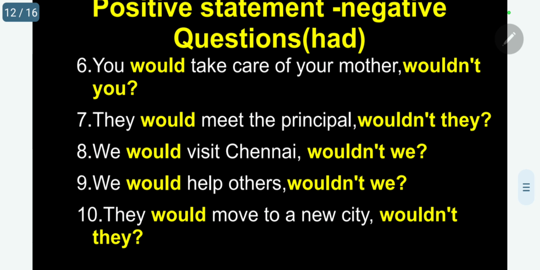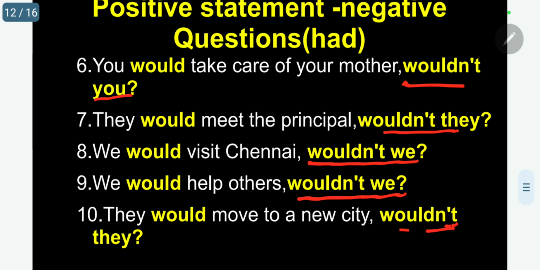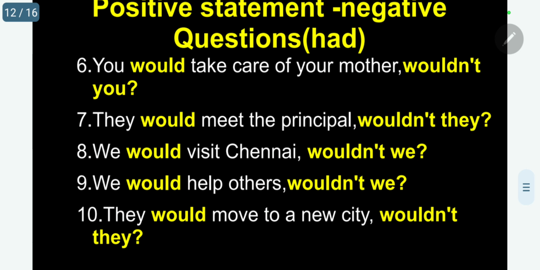You would take care of your mother, wouldn't you? They would meet the principal, wouldn't they? We would visit Chennai, wouldn't we? We would help others, wouldn't we? They would move to a new city, wouldn't they? So in all these cases with would, the statement is positive and the tag question negative.